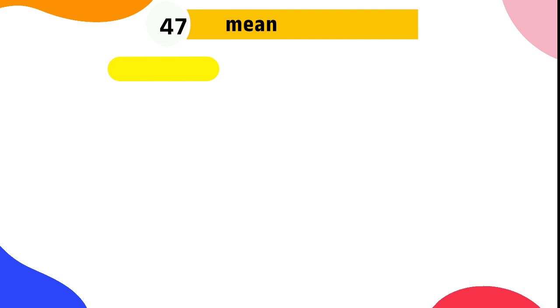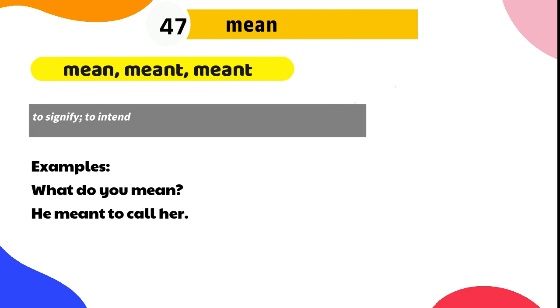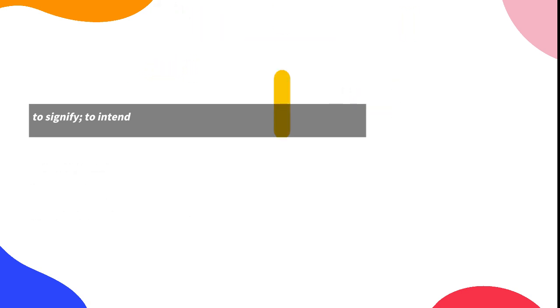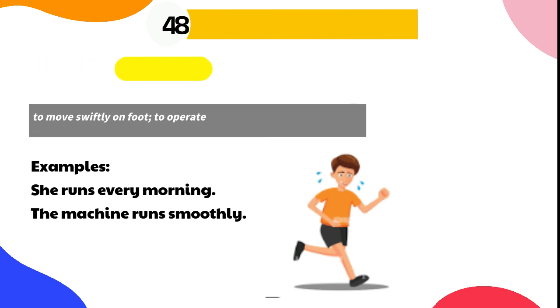Mean, meant, meant. Meanings: to signify, to intend. Examples: What do you mean? He meant to call her. Run, ran, run. Meanings: to move swiftly on foot, to operate. Examples: She runs every morning. The machine runs smoothly.